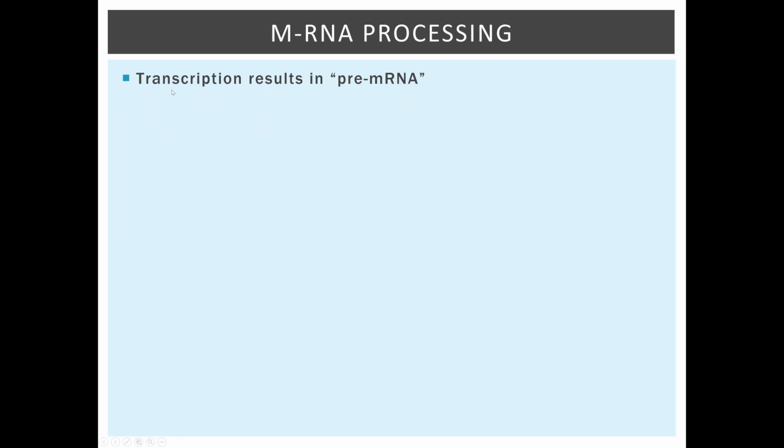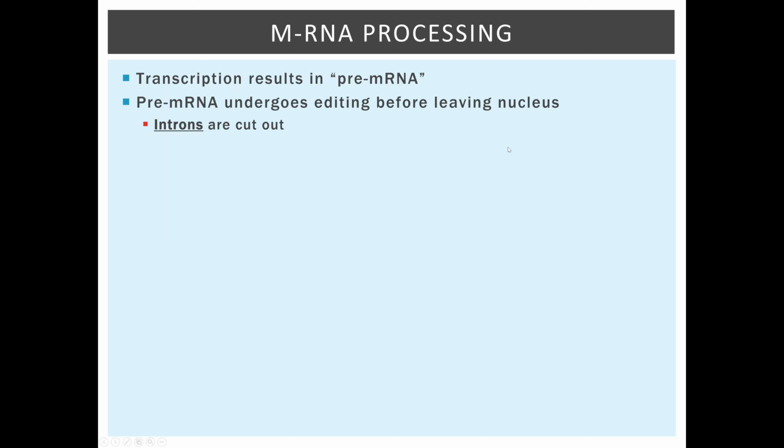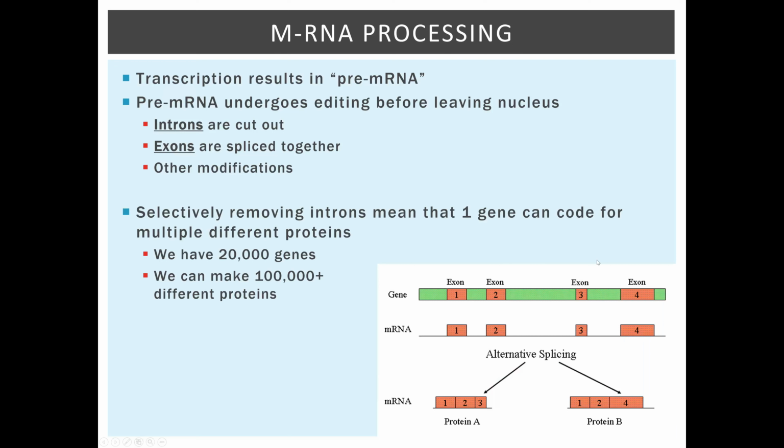So after transcription is finished, we have this pre-mRNA. So it's an mRNA strand, but it's not quite finished yet. There is some editing that happens before it leaves the nucleus. There are structures called introns that get cut out, and structures called exons that are spliced together. There are also some other modifications that you would have to learn if this was a cell bio class, which it's not. So in this picture here, let's look at the gene on the top. So the introns would be represented by the green areas, or in the mRNA, it's just the lines down here. And the exons are the ones that are in red. So we've got 1, 2, 3, 4 exons.